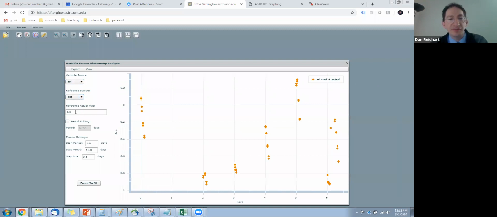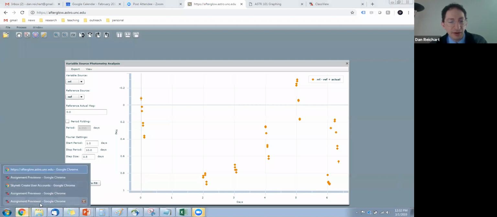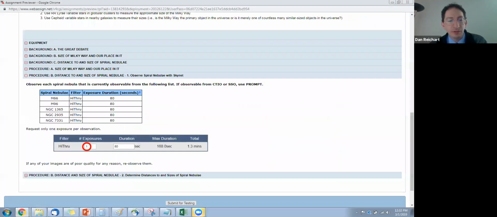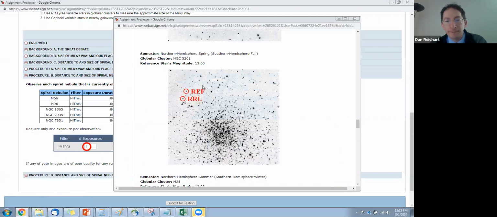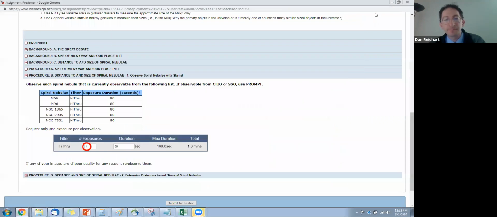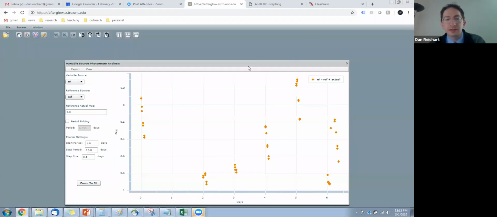Again, the difference here is you're typing in the actual magnitude of the reference star, which is there in the manual. Looking for it here. And this is the reference star's magnitude, and I've corrected for dust along the line of sight. So 13.6. So we type that in here, 13.6. And as you're typing, it updates the y-axis. So now everything is in calibrated magnitudes.